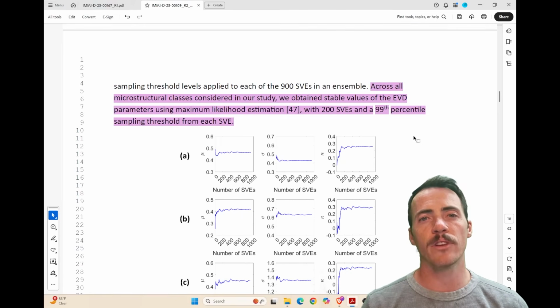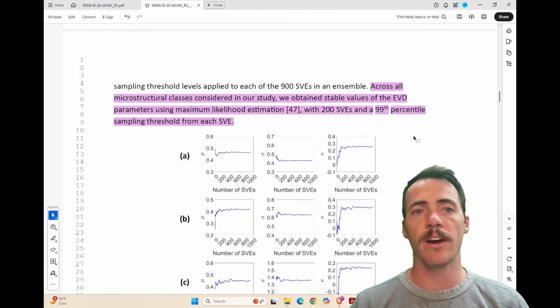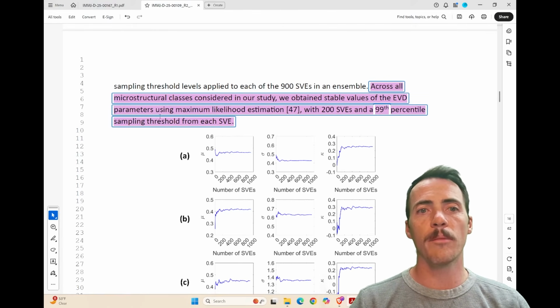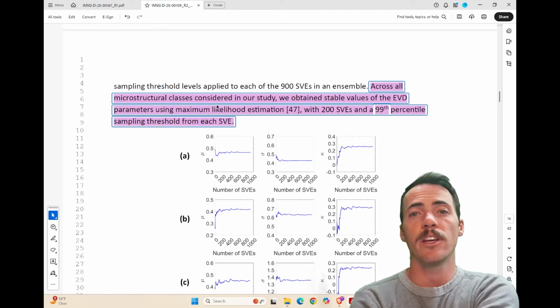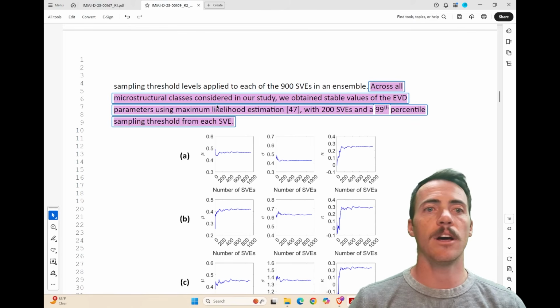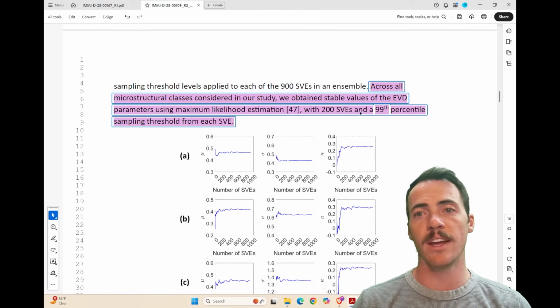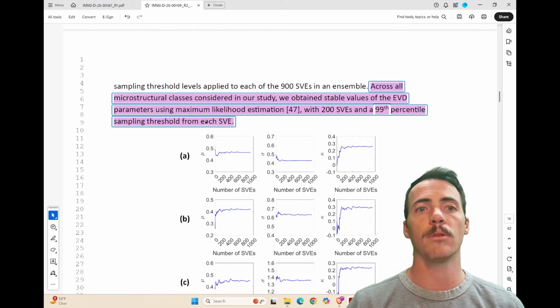Once they had these microstructures, now they're going to be able to do finite element analysis. And one thing they found is that, as it shows here, across all the microstructure classes considered in our study, we obtained stable values for these extreme value distributions using maximum likelihood estimation with 200 SVEs and a 99th percentile sampling threshold from each.